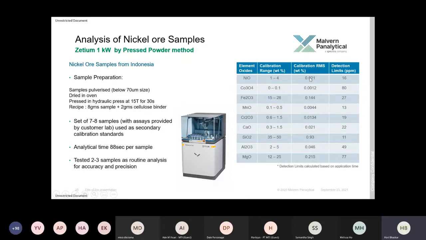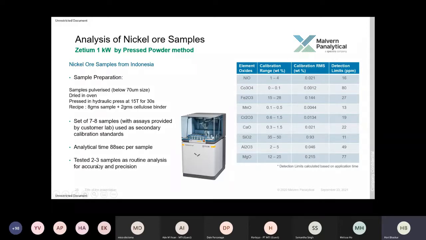You can also see the calibration accuracy for each element, especially for nickel. With a 1 to 4% range, you have a plus minus accuracy of 0.02 and a detection limit of 16 ppm. So even with a 90 second measurement, you can get down to very low detection limits. You would not be measuring at these levels, but you can see that even with a 1 kilowatt system, the kind of detection limits and calibration accuracy you can achieve.